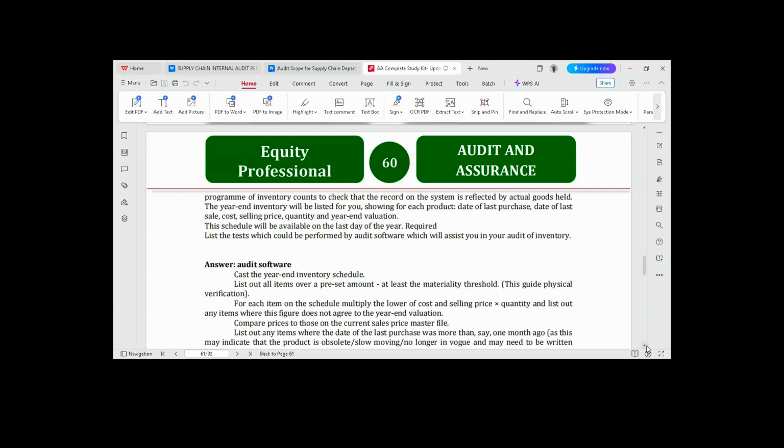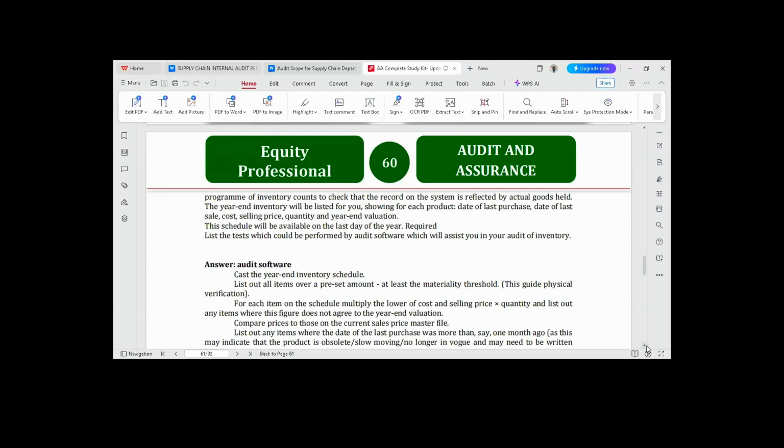How do you check it? The only way we can check if there are anomalies there is to deploy what? CAT, computer assisted audit techniques, audit software. Just deploy it and you'll be surprised to the extent to which it's going to extract all those anomalies.